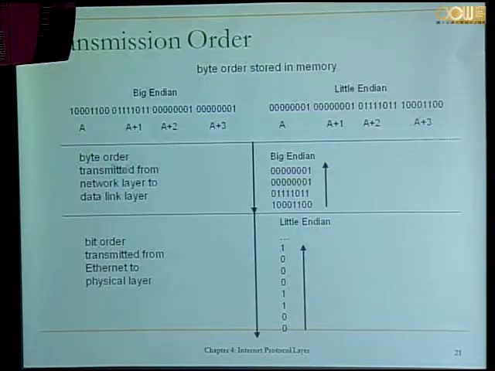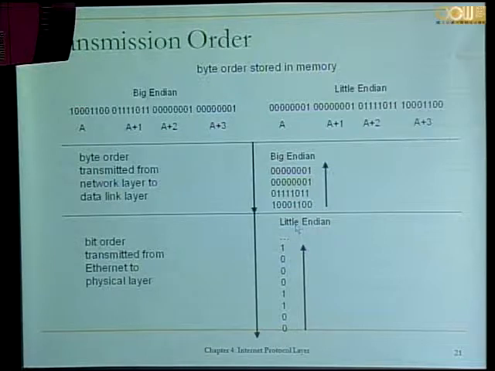How about in transit? In transit, you need to care about byte order and bit order, not just byte order. We have said that IP is big endian, meaning that you transmit the high order byte first, and then the low order byte. How about the bit order within a byte? That's cared about by the link layer.